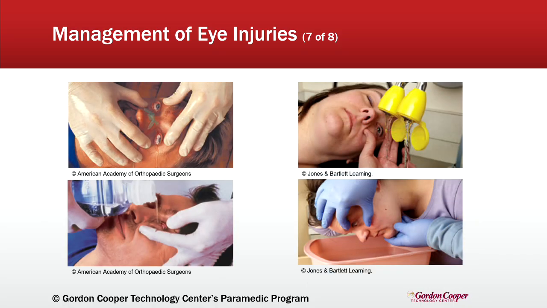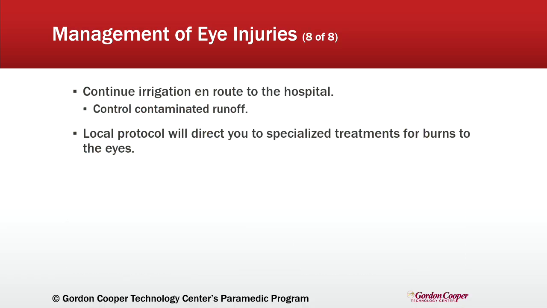Here are some examples of effective ways that we can irrigate the eye. Sometimes the eyes have been irrigated prior to our arrival at the scene, and if that's the case, you need to make sure that you note that as well. You should continue irrigating the eye while you're on your way to the hospital, and be sure to control any runoff to prevent further contamination. Your local protocol is going to guide you on any specialized treatments for eye burns.